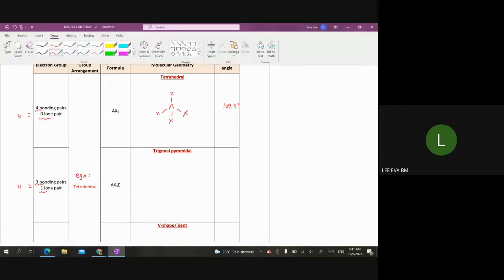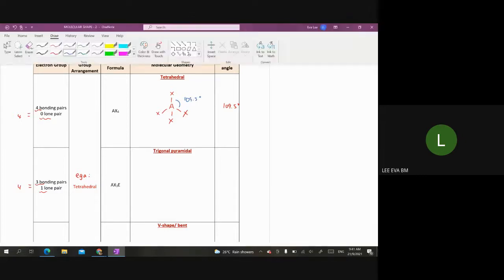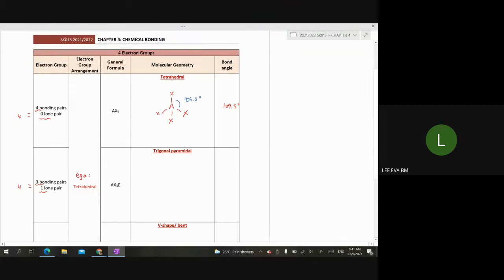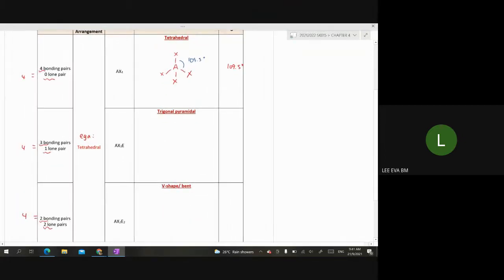Okay, and then the bond angle you can label inside your molecular shape, 109.5. But if you have the combination between 3 bonding pair and 1 lone pair, it will give you the shape trigonal pyramidal. Okay, so A ada 3x kat bawah dengan 1 lone pair.